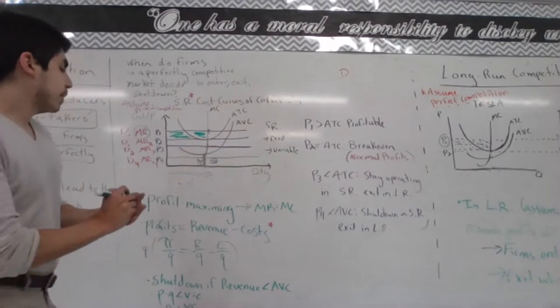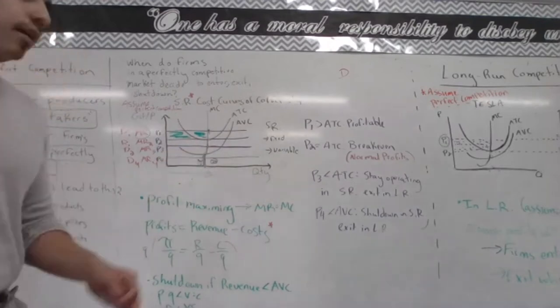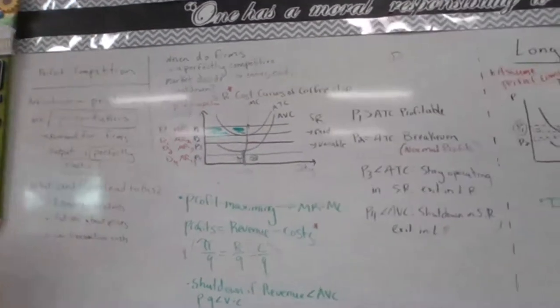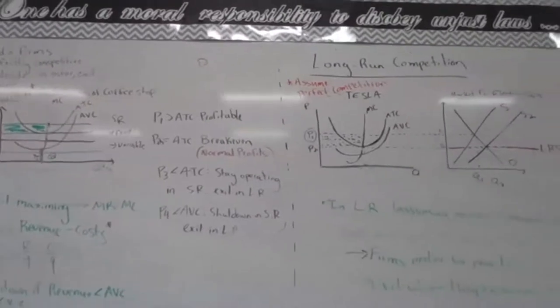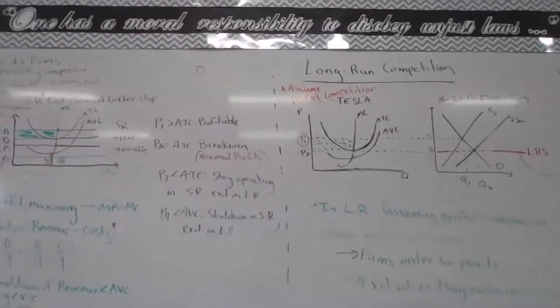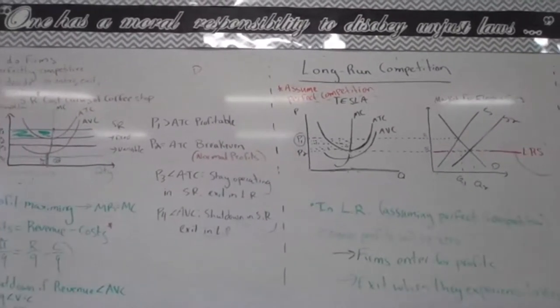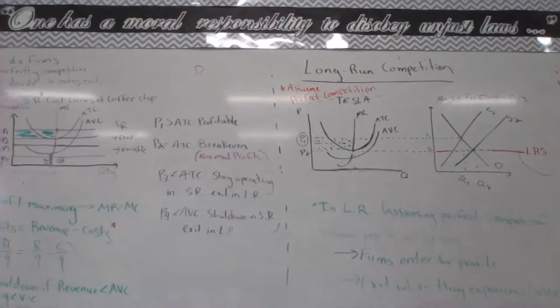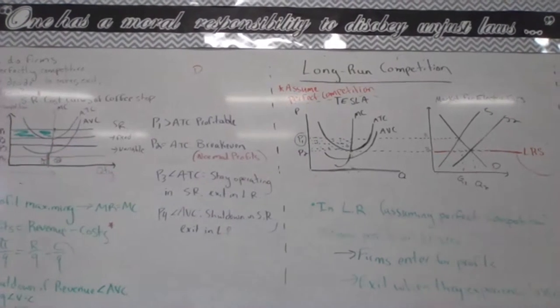Everyone get that? At price point two, however, we are breaking even. We have normal profits, meaning we've discussed this distinction between accounting and economic profits. That doesn't necessarily mean a bad thing. That just means your next best alternative, you would achieve the same amount of profits, because remember that when we're talking about economic costs and economic profits in this class, we're also taking into account implicit costs or opportunity costs. So at P2, we have normal profits.